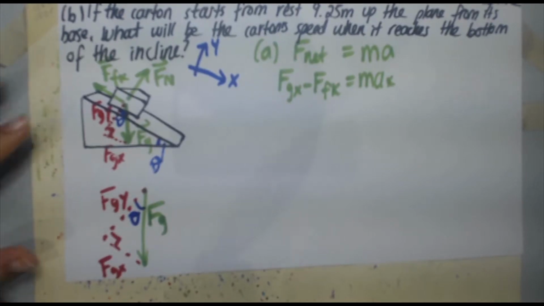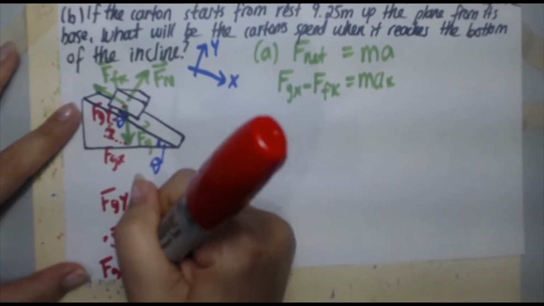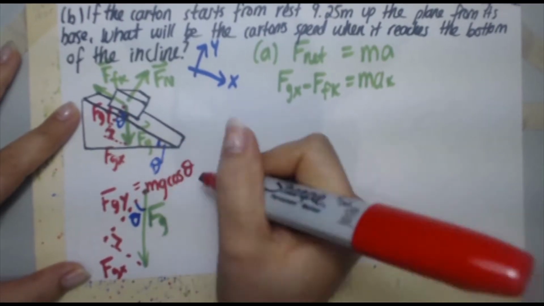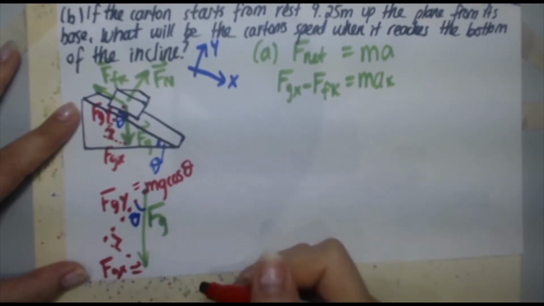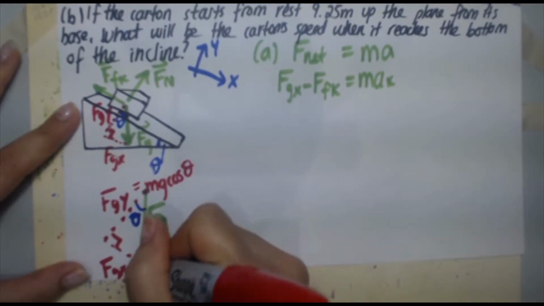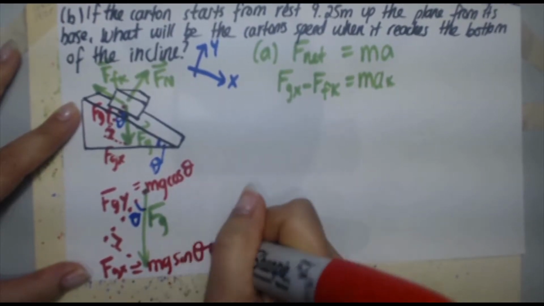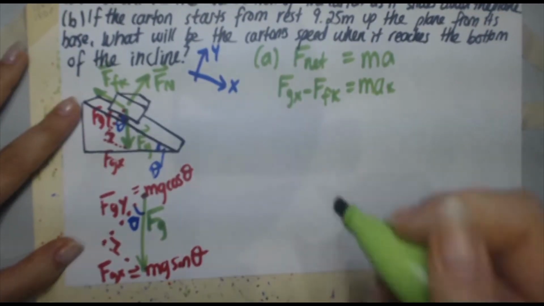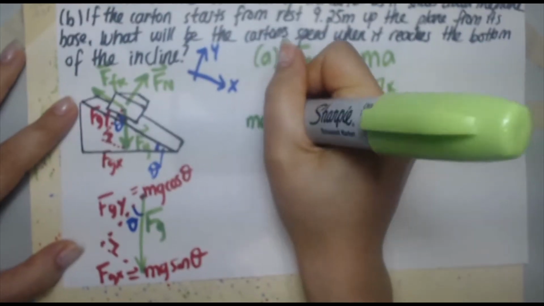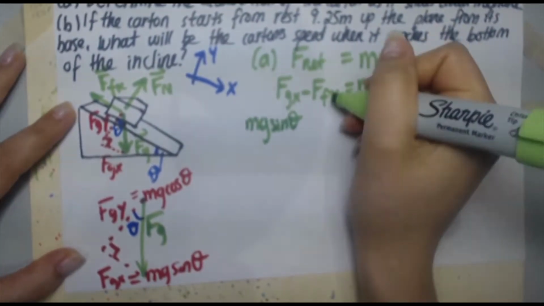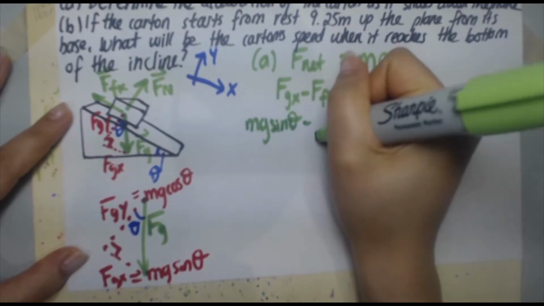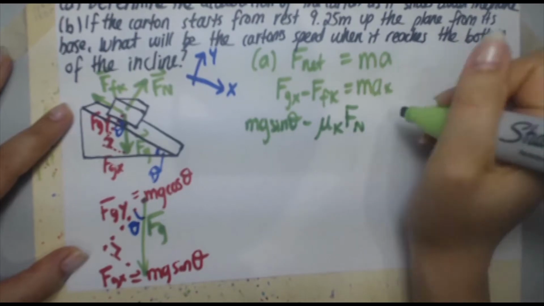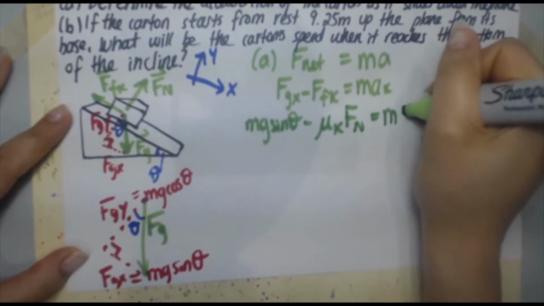Okay, so for my F_gy, that's going to be given by the hypotenuse of the right angle triangle times cosine of theta. So mg cos theta, right? Because F_g is mg. F_gx is opposite to this angle, so it's going to be mg sine theta. Okay, and we're dealing with F_gx right now, so that's what I'm going to use. F_gx is mg sine theta. Now, force of friction is given by the product between the coefficient of kinetic friction and the normal force, mu k F_n, which is equal to m a_x.